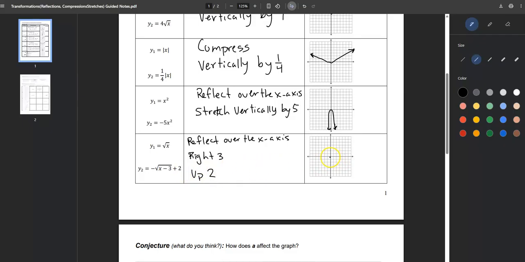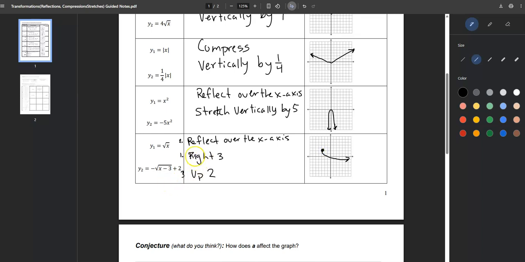So my parent function, again, is usually this graph that's here and going this one direction. The order of which I'm going to do this, I have to do my right and left first, then any reflections second, then do my up and down last. So I'm going to move this, again, right 3 would be right there. It's going to reflect over the x and then move up 2. So it'll be here, and then it'll be facing downward because it's been reflected.